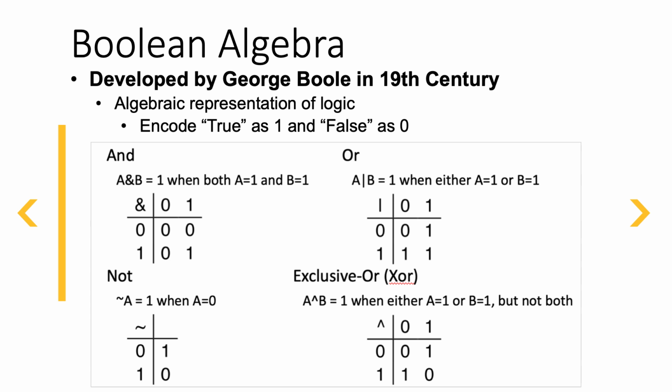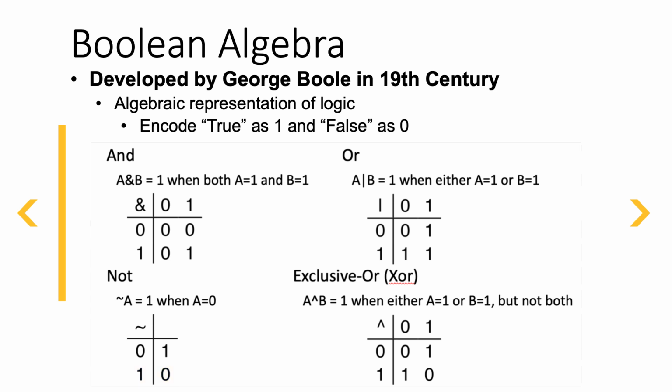For an OR, it's going to be 1 when either A or B is 1, and we can see that in the table here, right? If both inputs are 0, then the output is going to be 0. If either of the inputs is 1, then the output ends up being 1. A NOT is just a negation, right? So when the input is 0, the output will be 1. When the input is 1, the output will be 0.